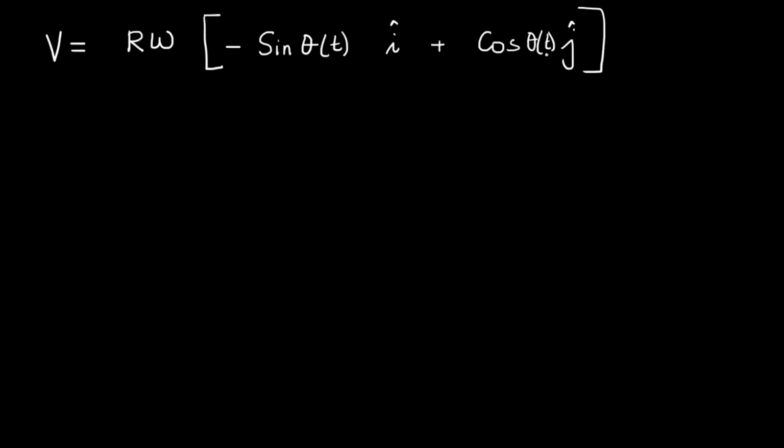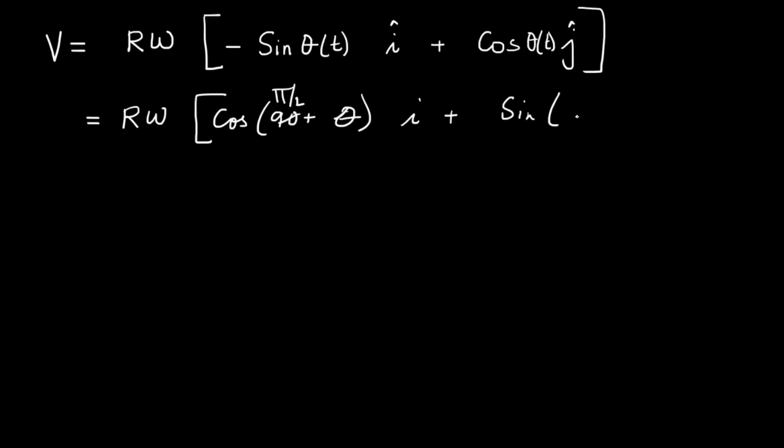Okay, so this was our understanding of what is velocity, and this turned out to be very neatly. We were able to write this as cos of 90 plus theta, which is such a sad way to write it. I think I should have written it as pi by 2 plus theta. Let me just correct it. Pi by 2 plus theta i plus sine of pi by 2 plus theta j. And your trigonometry says that I've got it right.